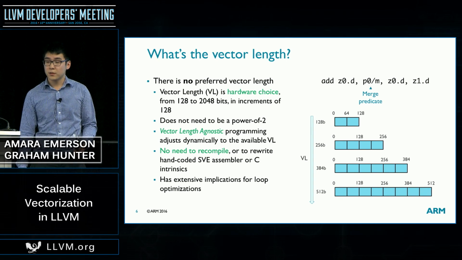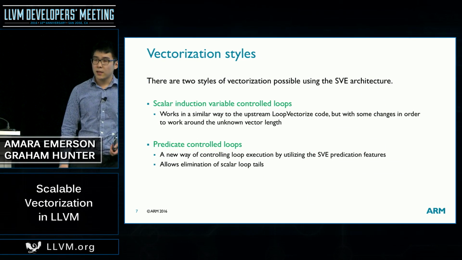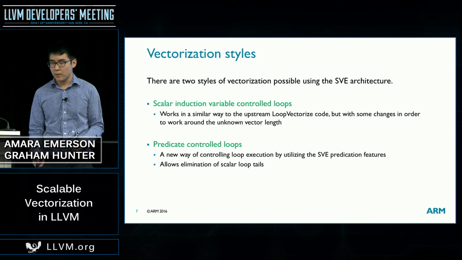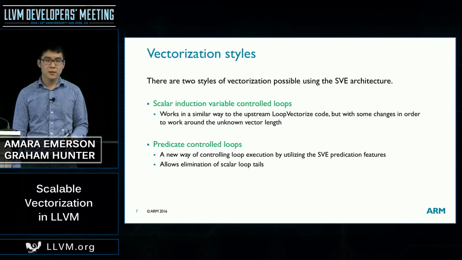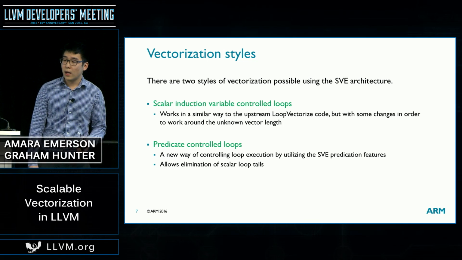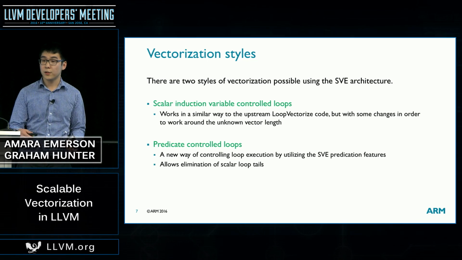As you can imagine, this has extensive implications for loop optimizations, especially auto-vectorization. Now, SVE has two different styles of vectorization. The first is what you're probably already familiar with, and we call that scalar induction variable controlled loops. This is the way that the current LLVM loop vectorizer works, and this pre-computes the loop iteration count at runtime or statically if known.